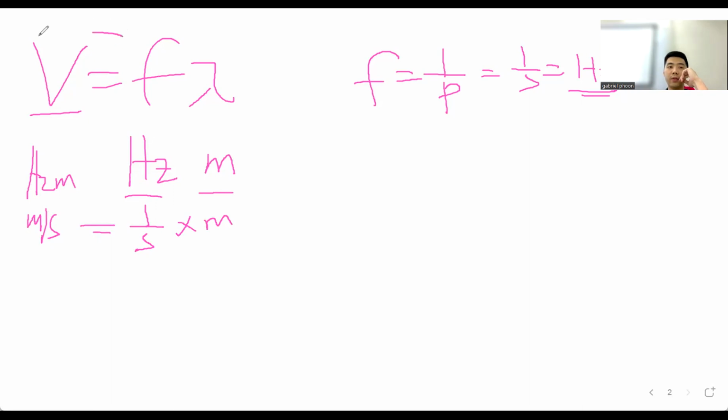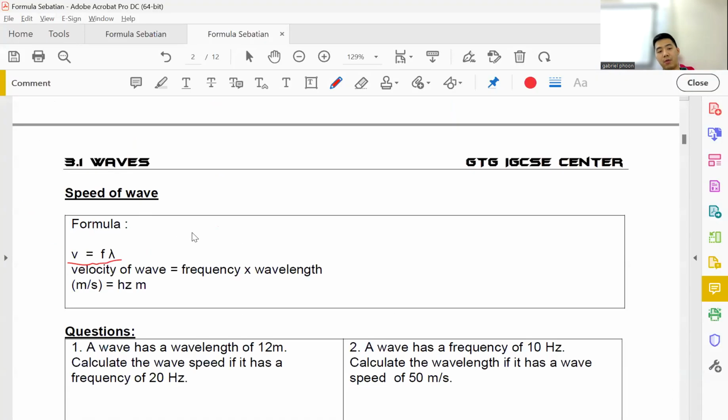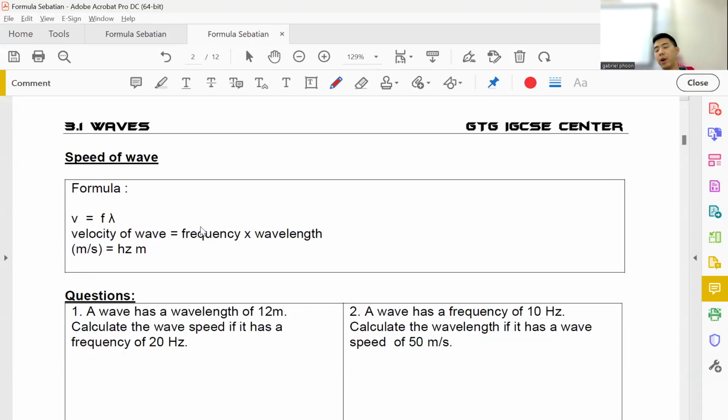You understand? This formula calculates the speed of the wave, meaning the higher the frequency of the wave, the higher the speed, and the larger the wavelength of the wave, the higher the speed also. Understand? Copy this down. And then do everything else. All the 8 questions at the bottom. That's going to be it for today.